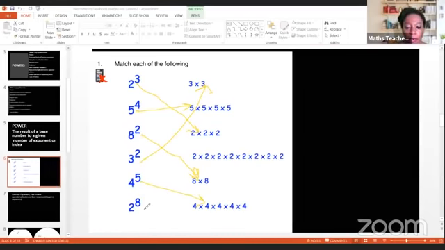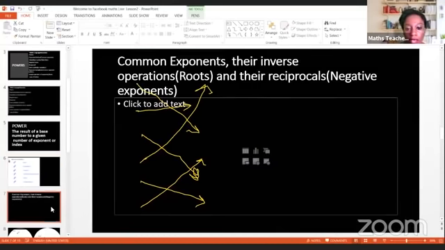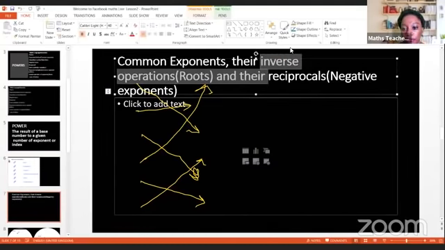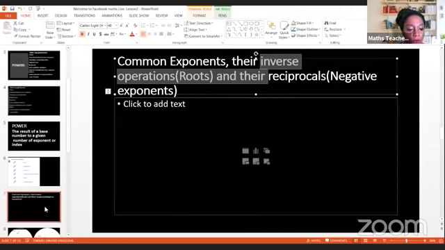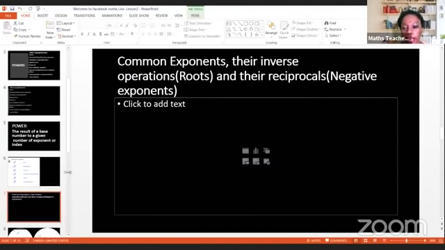And of course, 2 to the power 8 will be 2 times 2 times 2 in 8 places like that, okay? Now, remember, 2 to the power 8 is not the same thing as 2 times 8. It's not 16. It's the whole lot here, okay? So pretty much we've done all that, and that is how your answers should look like. Now I'm going to go to the next one and clear our drawings, where it says common exponents, their inverse operations, roots, and their reciprocals.